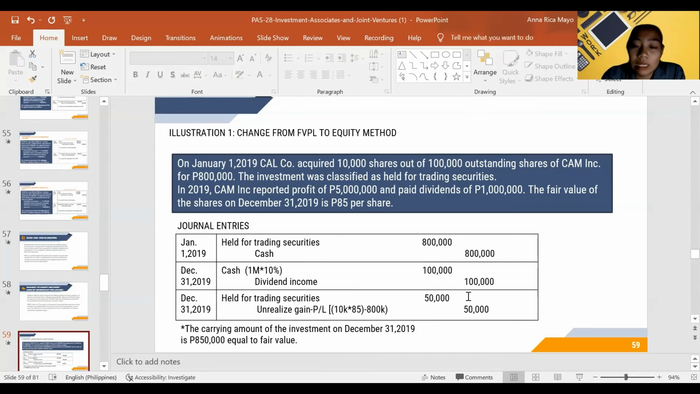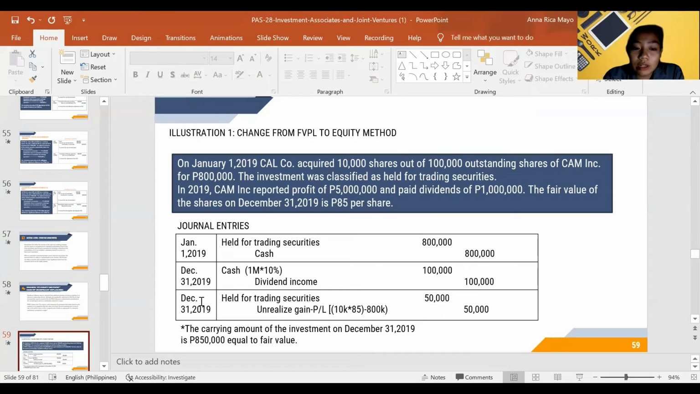Paano nga ba nakuha yung 100,000? Yung paid dividends niya na 1 million times niya sa 10% is equal to 100,000. Bakit 10%? Kasi yung 10,000 shares na acquired niya divided by 100,000 outstanding shares of CAM Incorporated, which is magre-result sa 10%.